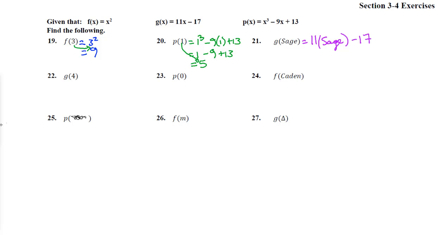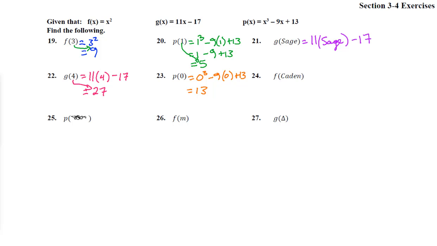Can't really simplify that. The next one, number 22, g of 4. So we stick 4 in for x. 11 times 4 minus 17. And does that simplify? 44 minus 17 is 27. So 4 gets shot through the g function to 27. 23. P of 0, so that is going to be 0 cubed, minus 9 times 0 plus 13. That's 0 minus 0 plus 13, which is 13. So 0 goes through and gets shot to the number 13.